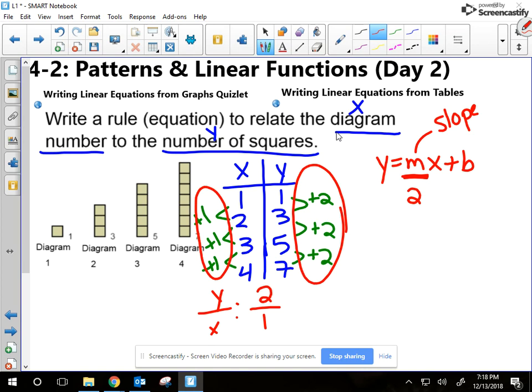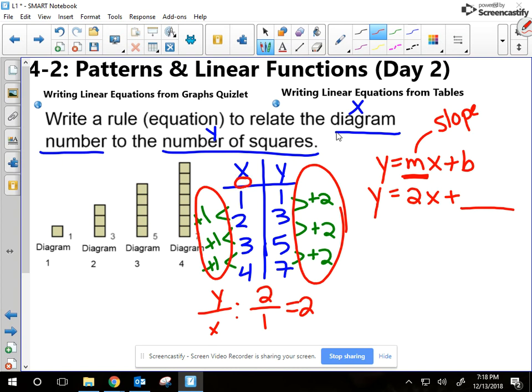because for every single time our independent variable, or the number of diagrams, increases by 1, the number of squares is increasing by 2. So it's double that. So we put our y over our x, and now we have our slope of 2. So we can plug that into our equation for m. Y is going to be equal to 2x plus, and we have to fill in that last part for b. We talked yesterday about a little trick to find that 0 term.